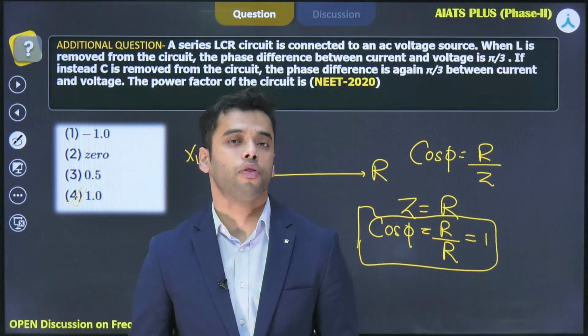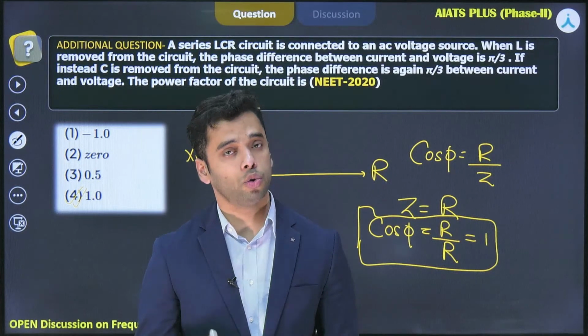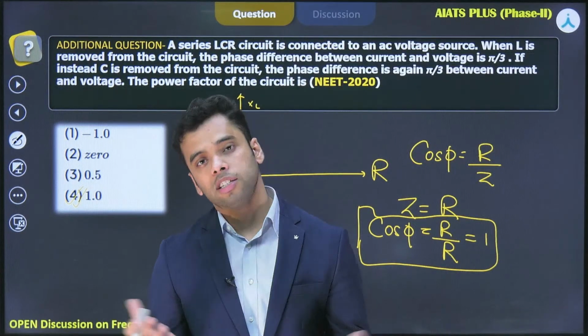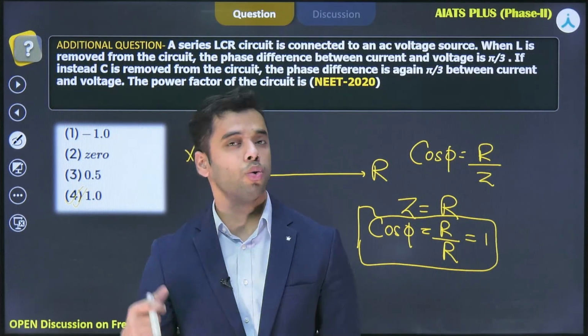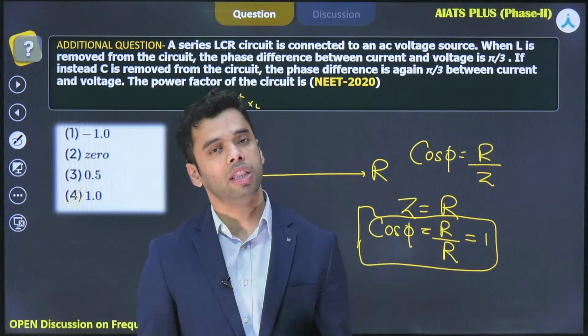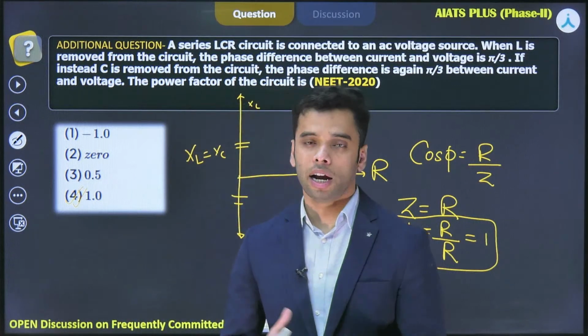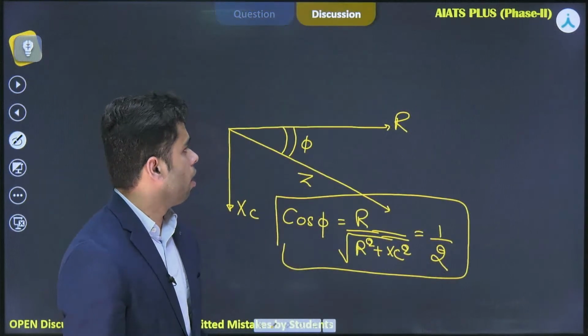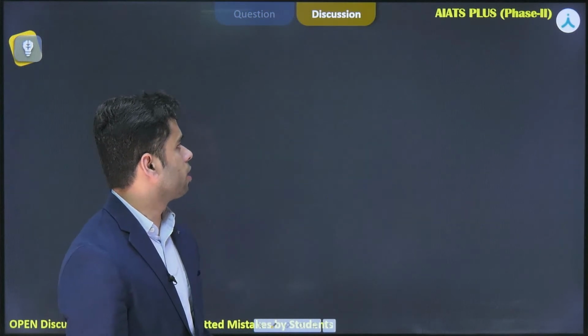So you must remember that for the condition of resonance, the power factor is going to be equal to 1 because the XL part is equal to the XC part. So Z becomes equal to R only. It means that there is no phase difference between the voltage as well as the current, right? Yes, XL equal to XC.